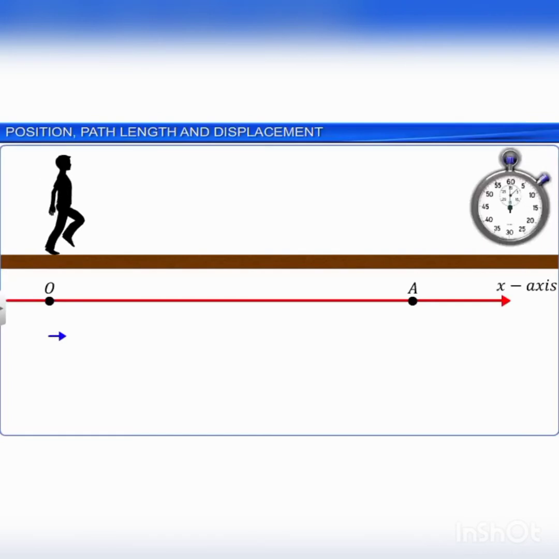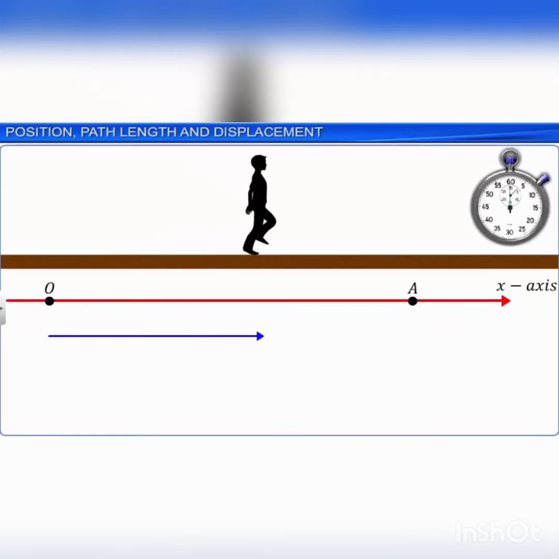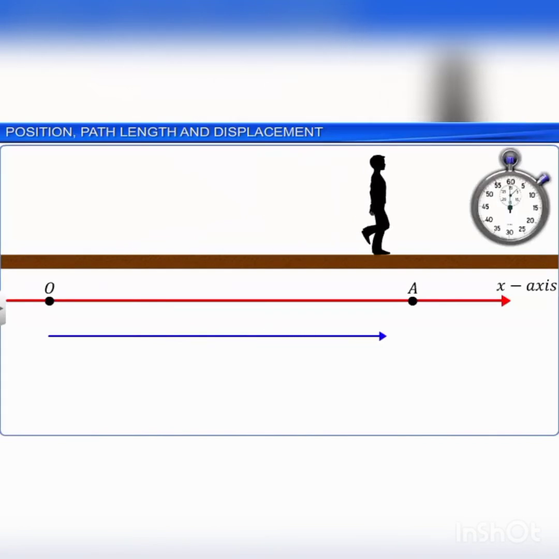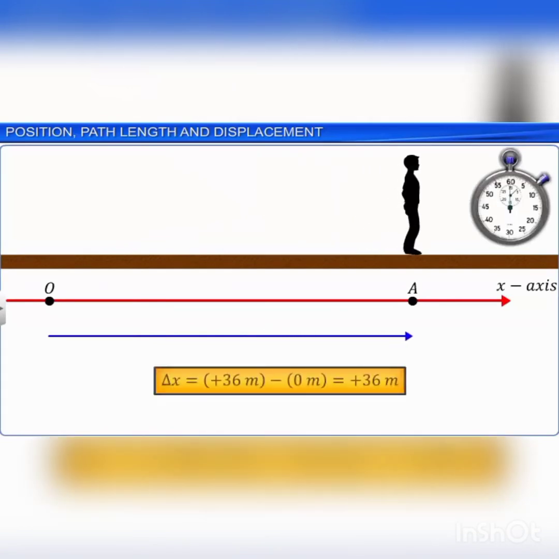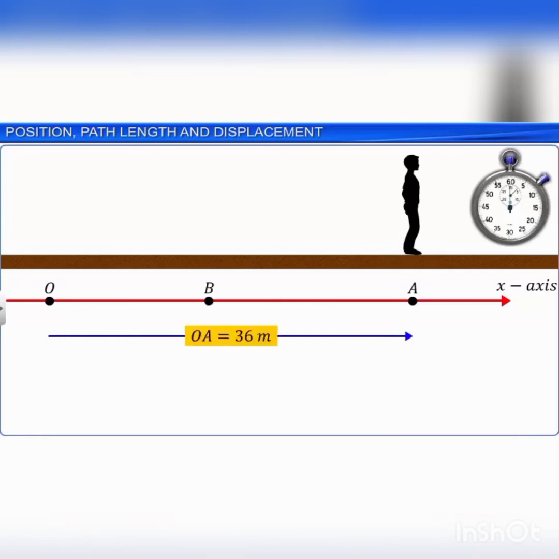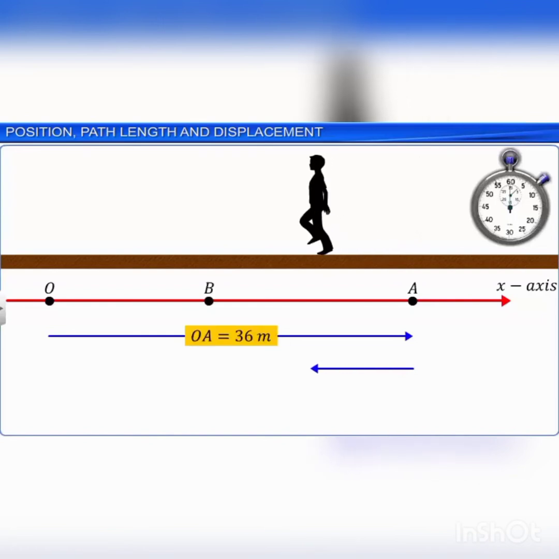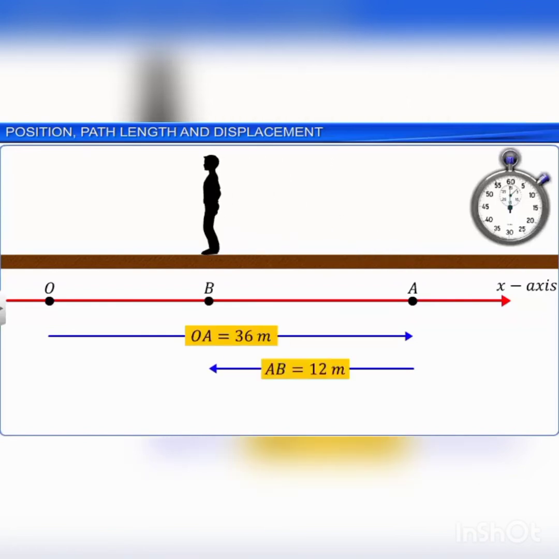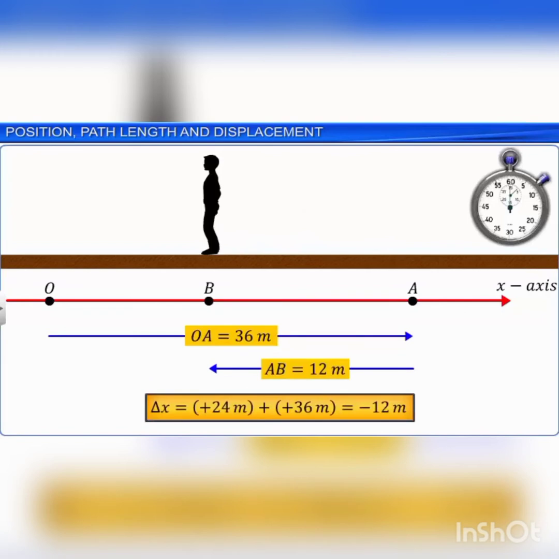For example, let's consider the displacement of the man moving from O to A. Displacement delta x is the difference between the initial point and the final point, which is equal to 36 meters. The displacement of the man in moving from A to B is delta x, where delta x is the difference between 24 meters and 36 meters, which is equal to minus 12 meters.